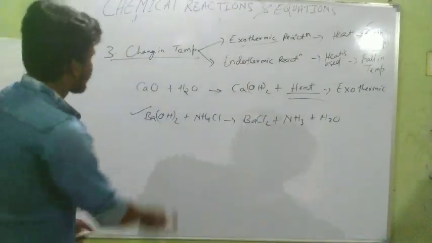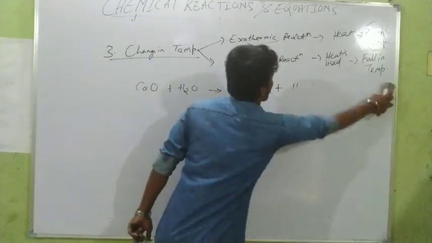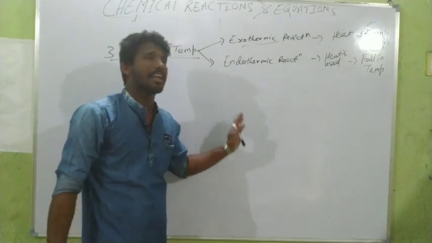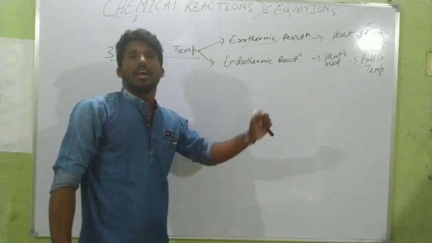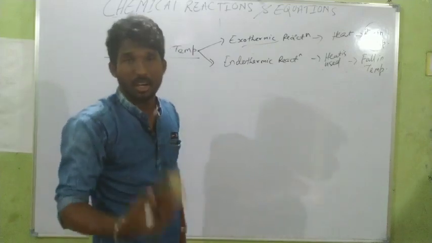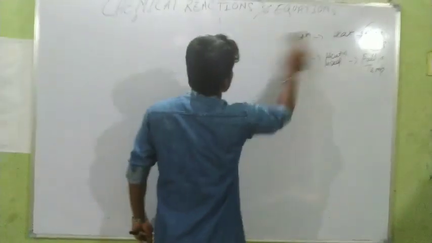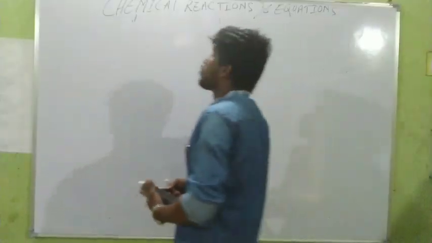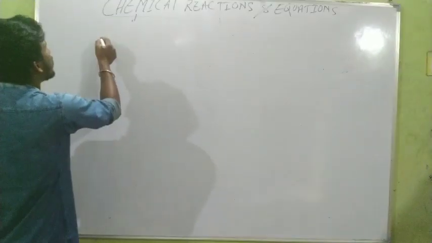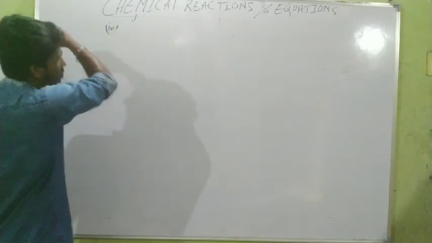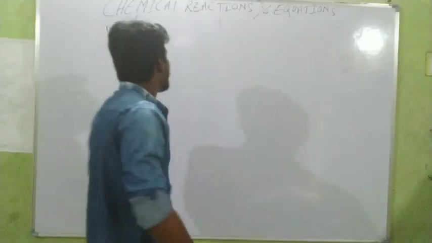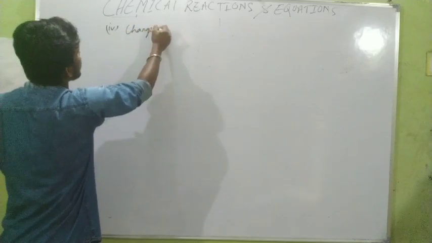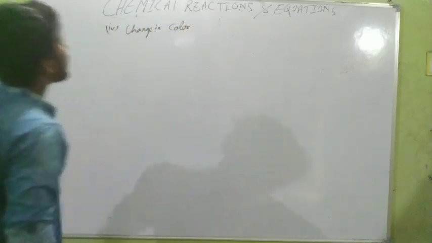Clear? If any doubts, tell me afterwards. Okay. I'm just giving you some simple examples. Your theory part and other remaining tricks, I will give you the notes. If you have any further doubts, do ask me. Okay. So the third one is gone. Now let's come to the fourth characteristic of chemical reaction, that is change in color.